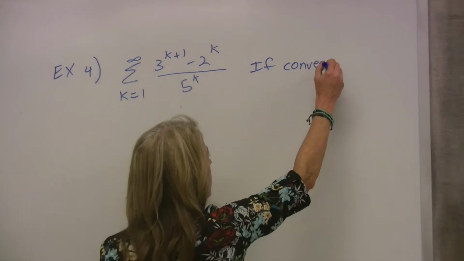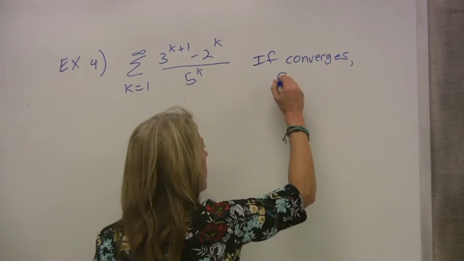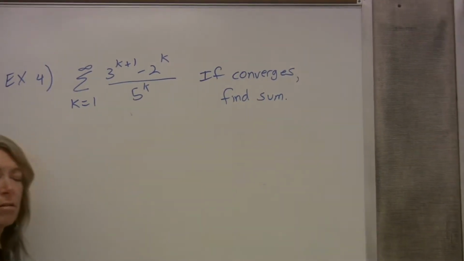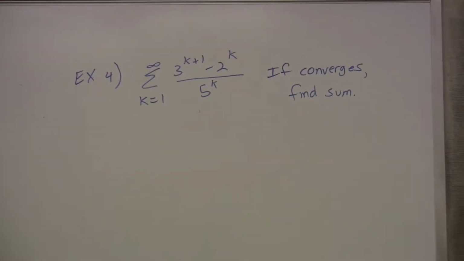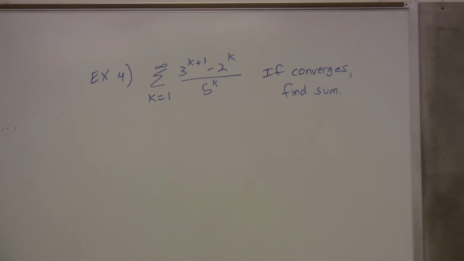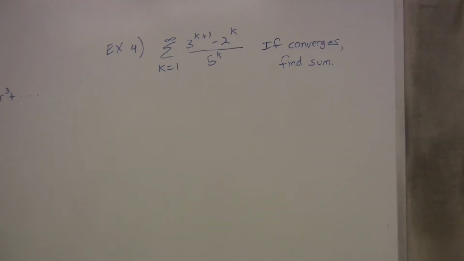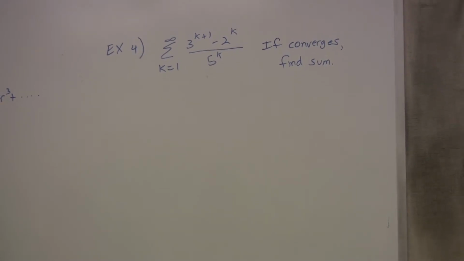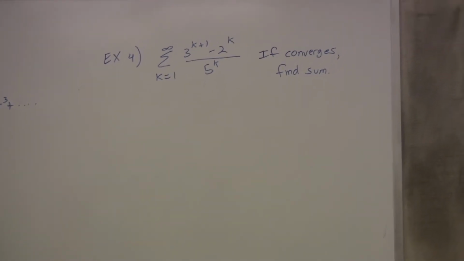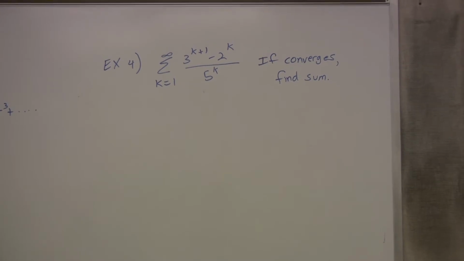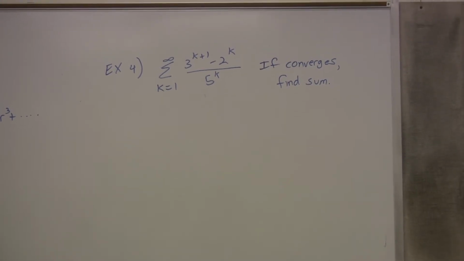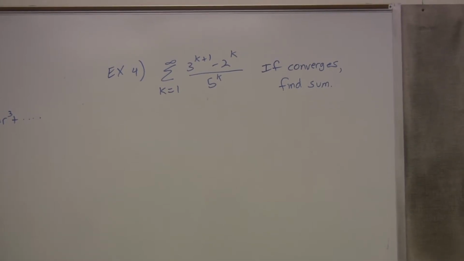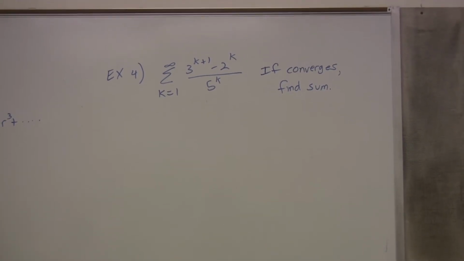How can we tell if it's geometric? Silence, definitely. How can we tell if it's geometric? Where's the R? What's the R, right? We gotta figure out what is the R. If there's some common ratio that we're multiplying by every time, then we'll know that it's geometric.